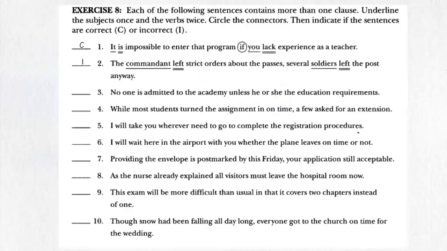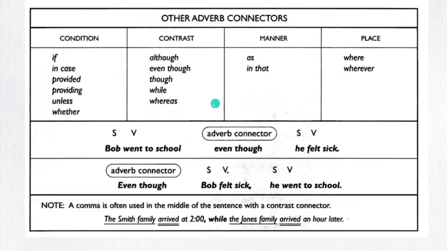Let's practice. Each of the following sentences contains more than one clause. Let's identify if the sentences are correct or incorrect. Number 1, it says, it is impossible to enter the program. It is, that's my subject verb. If you lack experience as a teacher, you lack, subject verb. I have a connector if, therefore I don't need a comma.